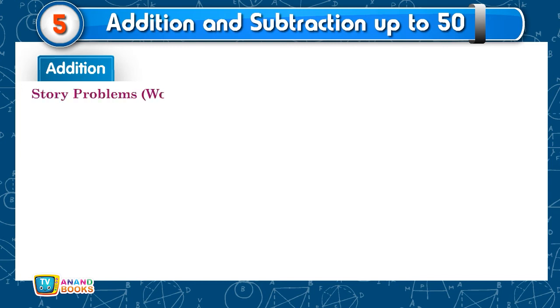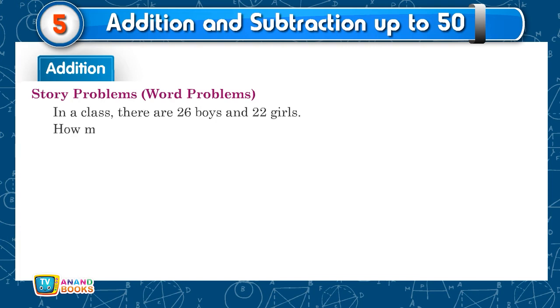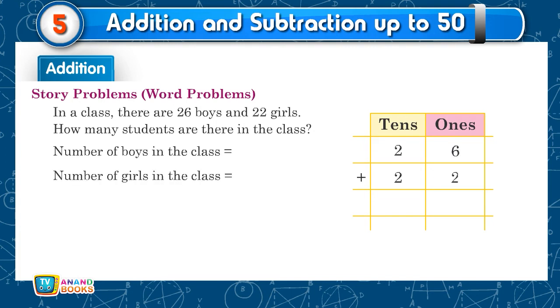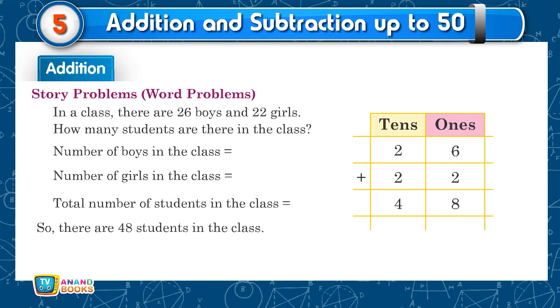Story problems, word problems. In a class, there are 26 boys and 22 girls. How many students are there in the class? Number of boys in the class is 26. Number of girls in the class is 22. You write them in the tens and ones column accordingly. Total number of students in the class is equal to 26 plus 22, that is 48. So, there are 48 students in the class.